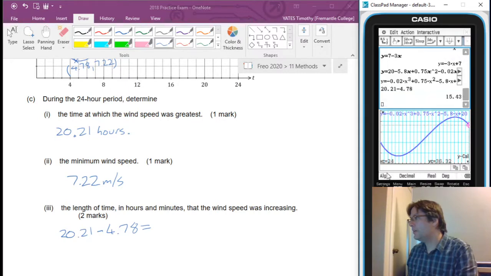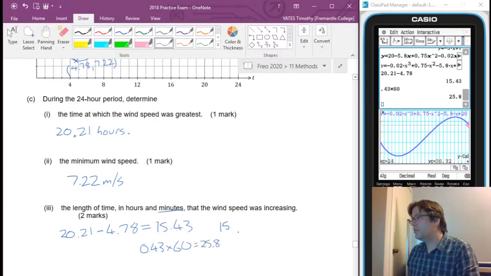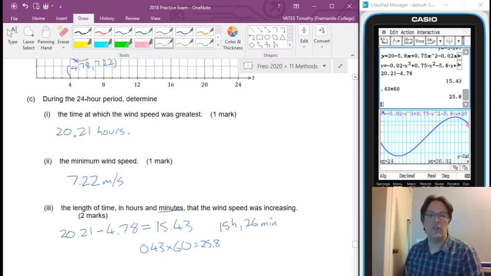And we work that out. That's 15.43. And we do 0.43 times 60 because we want the length of time in hours and minutes. And that's 25.8, so we're going to call it 26 minutes. So that's going to be 15 hours and 26 minutes that the wind speed was increasing for.